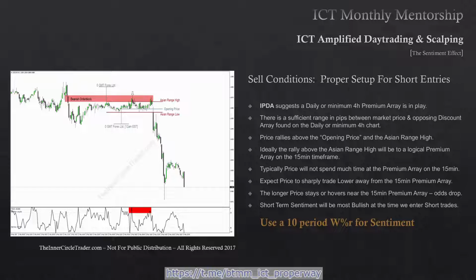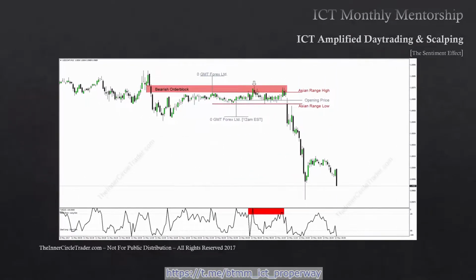In this example here, using a 10-period Williams %R for sentiment purposes, we can see at the time when the bearish order block was traded up into Asian range high, we had market sentiment most bullish, and it created the two subsequent highs of the day, and price moved lower. And this pair again is the dollar Swiss. This is in concert with our bearish idea after that gap was filled on the dollar index for this week's analysis. That's why this pair had such a significant move lower, and why this pair respected the outlines that we're giving you here for the teachings.